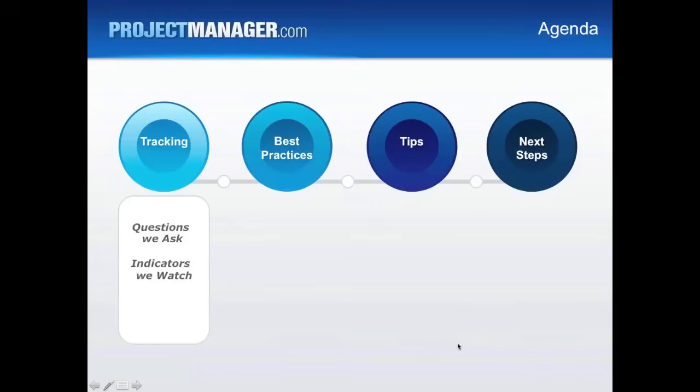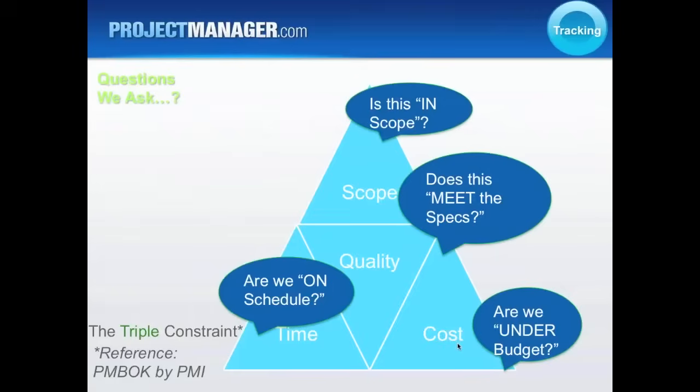So if we look at tracking, again, we want to start with what questions we should be asking when we're tracking our projects. As you know, the Project Management Institute, PMI, in their PMBOK guide, the Project Management Body of Knowledge, has termed something the triple constraint, which we've all heard of, or if you haven't, here's how it's documented by PMI. In a project, we track scope, we track cost, we track time, and we track quality.